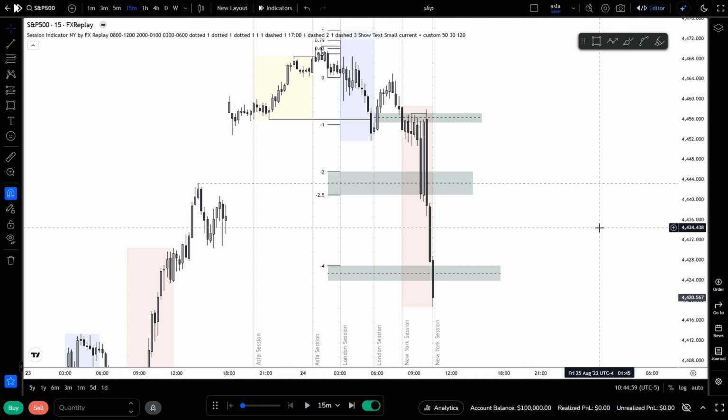So what's the lesson here? The lack of displacement above the Asia high, followed by clear displacement below the Asia low. That sequence gave the indication for what was likely to follow during the New York AM session. This is why displacement around session highs and lows is so important. It's not just about marking the levels, it's about how price behaves around them.